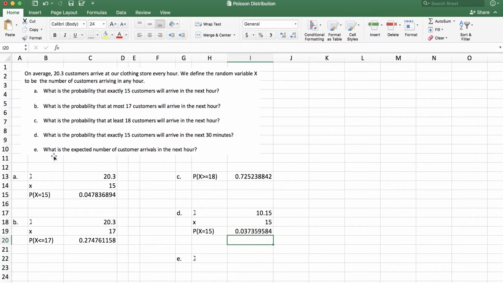The only question that we have left is part E: what is the expected number of customer arrivals in the next hour? The answer to this question is simple, because lambda gives me the expected value or the mean arrival rate. Therefore, the answer is 20.3. So the expected number of customers in the next hour is 20.3, which is my lambda value.